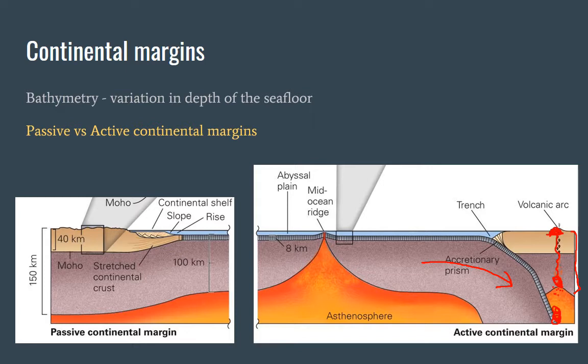Because these two types of margins are very different tectonically, the features that you're going to see at the edge of the continent here are going to look very different than the features that you're going to see at the continent on this side.